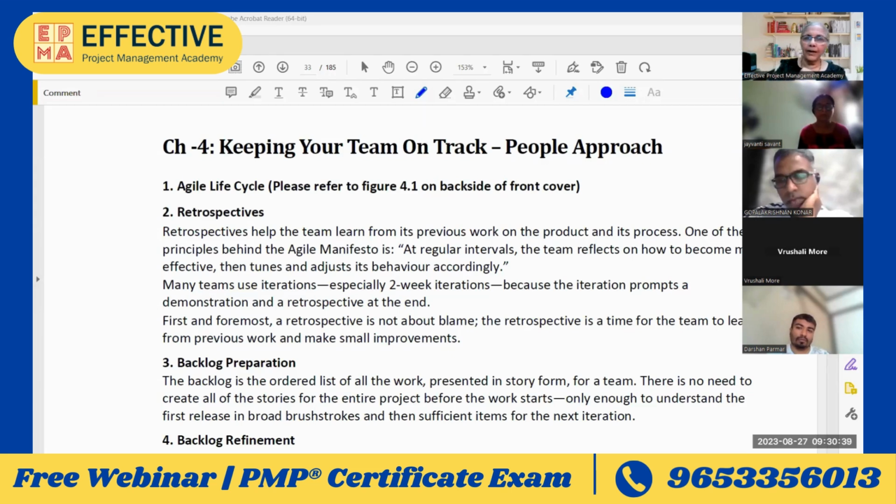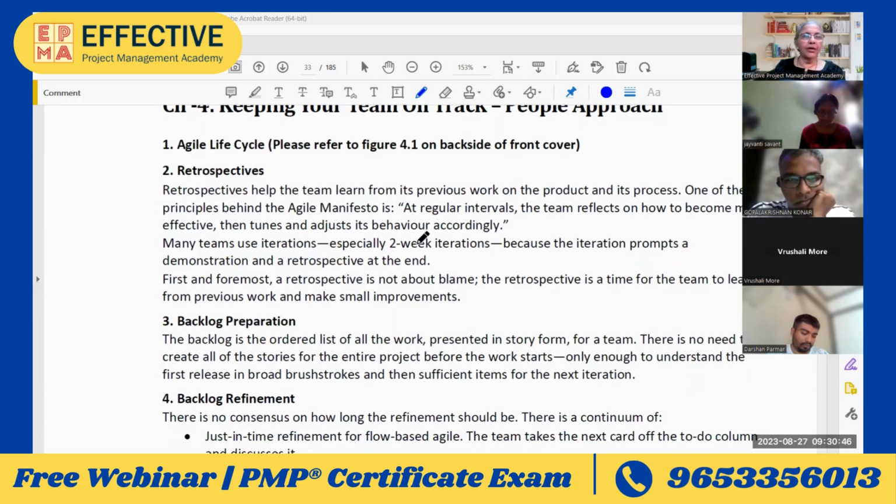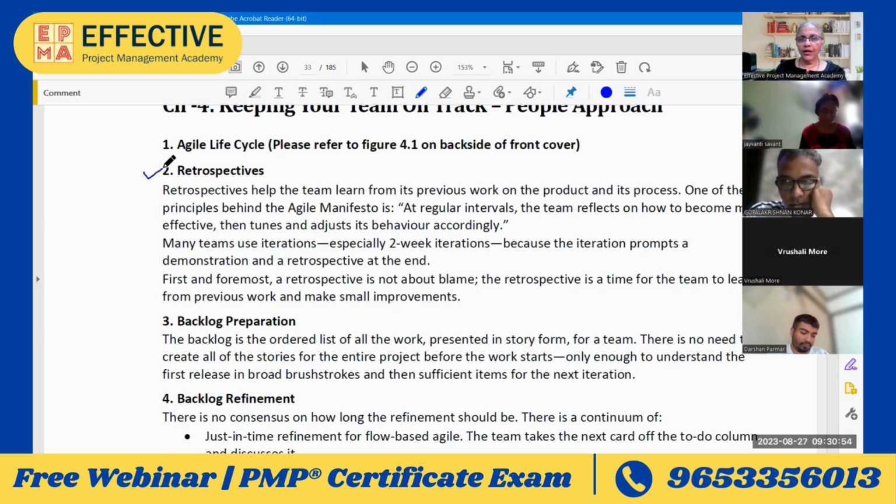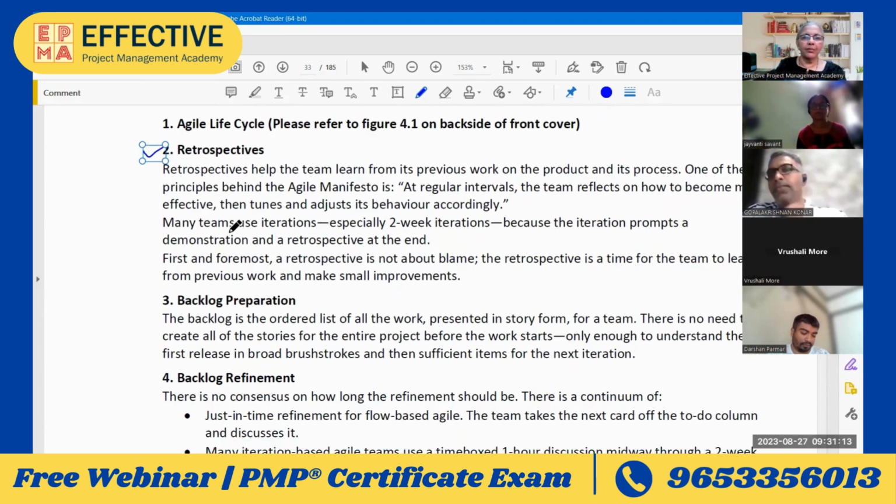So we have completed the agile life cycle yesterday itself, and I'm not going to go through it again. I'm just going to touch the points. Retrospectives. What is a retrospective? That's a meeting held by the team at the end of the iteration to discuss what happened in the iteration that is just closed. What went well, what did not go well, what can be improved, what were the mistakes. Analyze that so that the upcoming iteration can be improved.